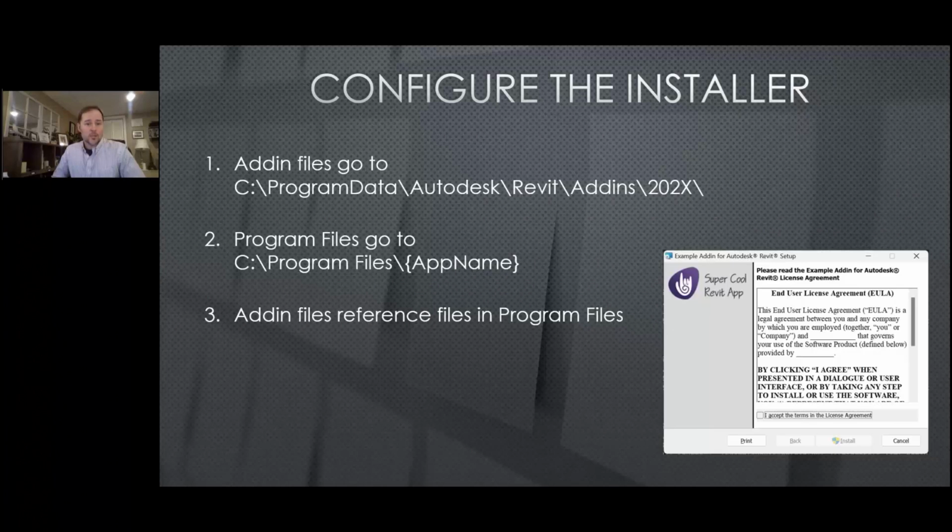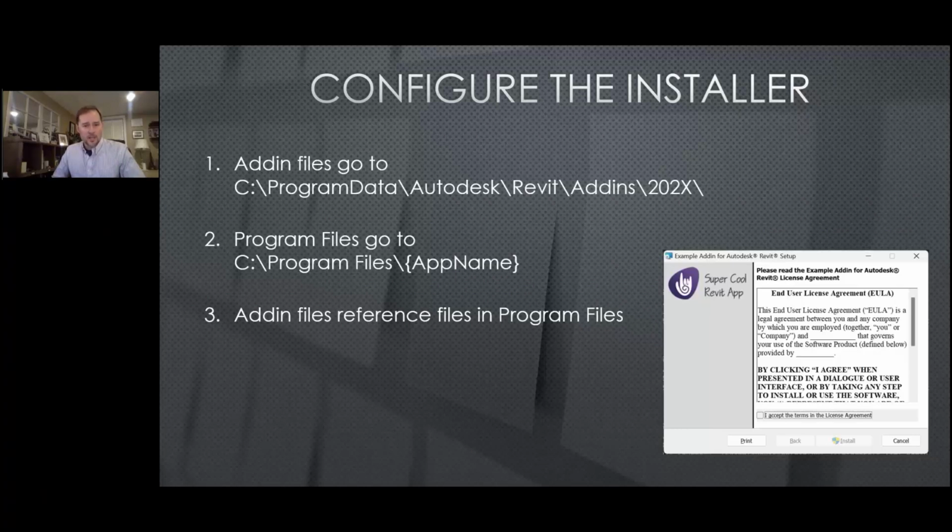And then the program files, you can really put them anywhere. Best practice is probably put them under program files. Autodesk likes you to include them in an application bundle under local app data, much like how AutoCAD plugins work. But you're the developer. You can choose where you'd like it to go.